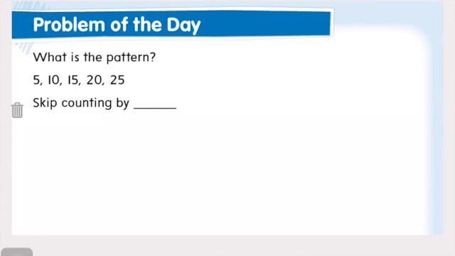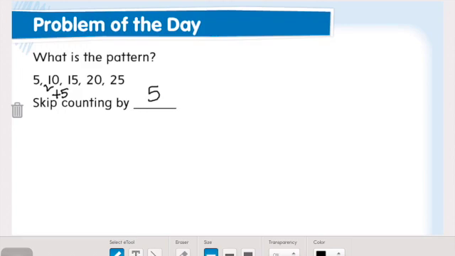Here's our problem of the day. What are we skip counting by? What's the pattern? 5, 10, 15, 20, 25. Well, between each of these numbers, we go up 5, right? So plus 5, we are skip counting by 5. This would be plus 5, plus 5, plus 5.